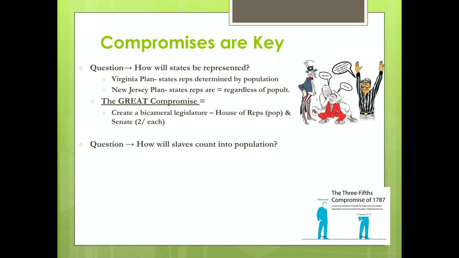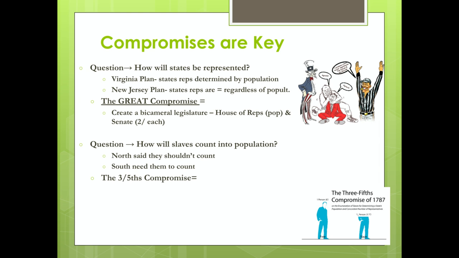So naturally, the South wanted to have as much representation as they could, and they wanted these slaves to be counted. The North is going to say, no, let's not count them. The South said, yes, we need them to count because they want as much power as they can have in the new Congress. The compromise that was reached is known as the Three-Fifths Compromise.